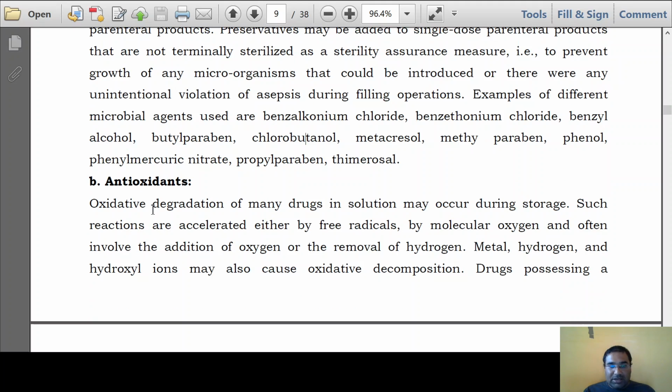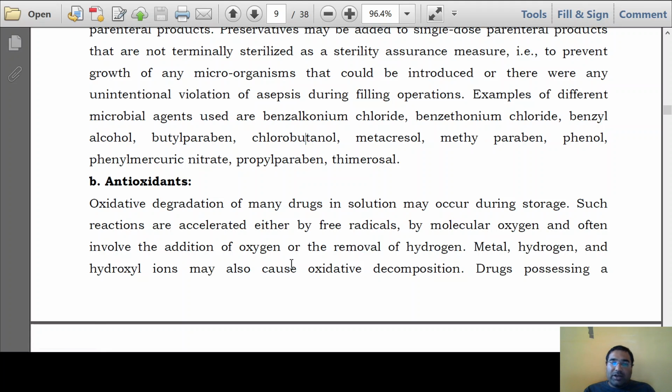Then antioxidants. As the name indicates, these are used for prevention of oxidation of your product. Oxidative degradation of many drugs in a solution may occur during storage. Such reactions are accelerated by free radicals or molecular oxygen, or often involve the addition of oxygen or the removal of hydrogen. All of you know that because of oxidation, there are chances of degradation of the product.